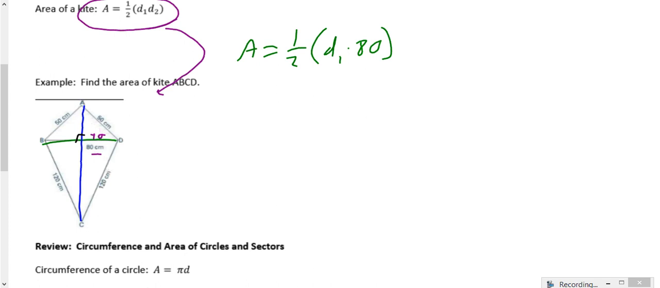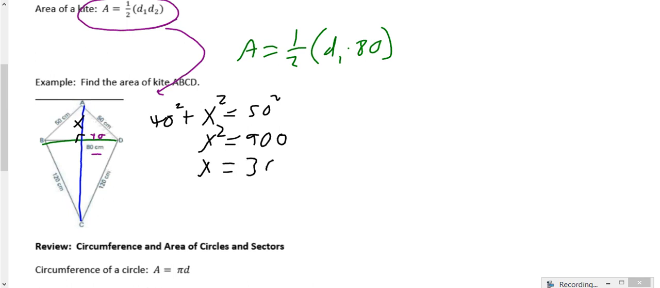And we are back to Pythagorean. So 40 squared plus an unknown squared, we'll call this x right here, equals 50 squared. If we do that calculation, we end up with x squared equal to 900, square root, and x is 30.